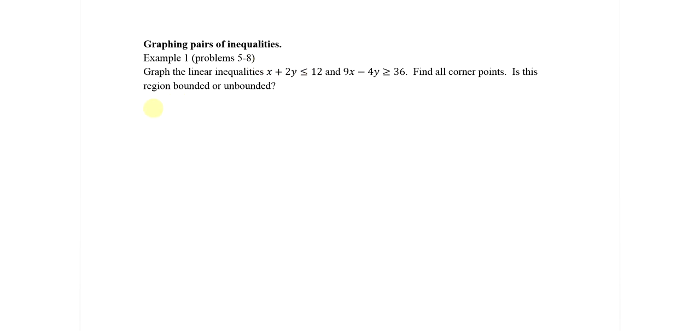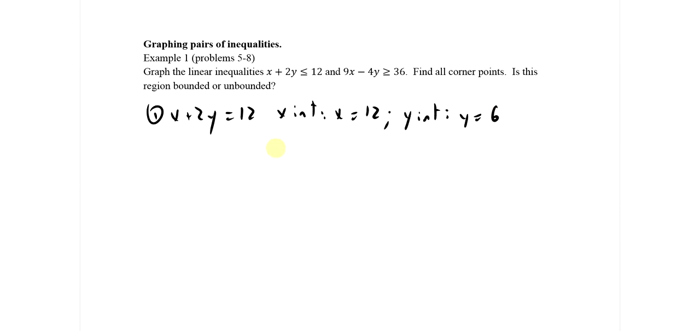Well, first we want to deal with the line x plus 2y equals 12. What's its x-intercept? Set y equal to 0, solve for x. So x equals 12 is my x-intercept. And my y-intercept: set x equal to 0, solve for y. 12 divided by 2, that's 6.